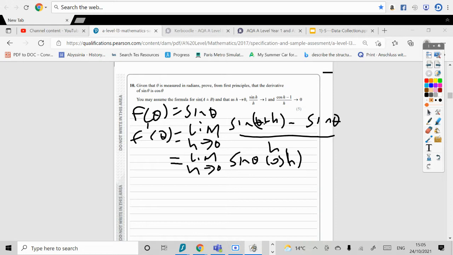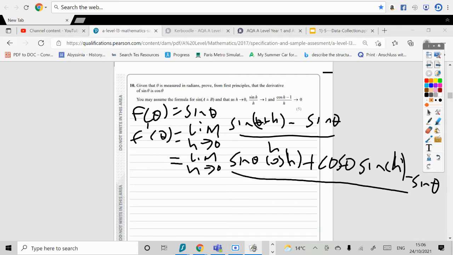Put a bracket around your h as well, because it looks like cosh is a hyperbolic function. Plus cosine theta sine of h, not sinh, that's the one from the hyperbolic functions in further maths, minus sine theta, and we're all going to divide that by h. Looks pretty messy, shall we tidy that up? So we get the limit as h tends to 0 of.